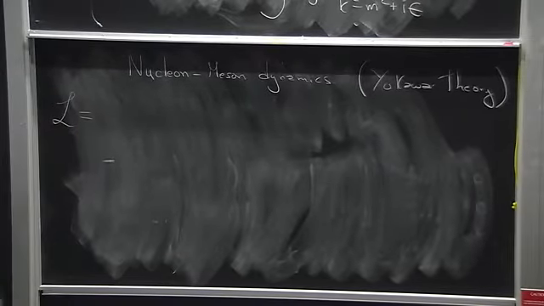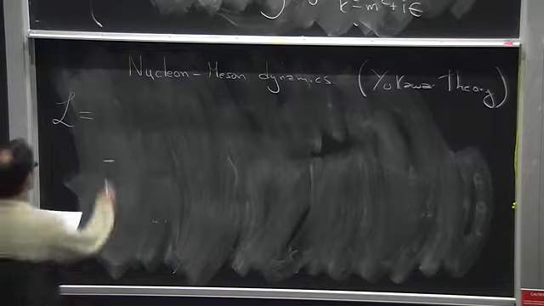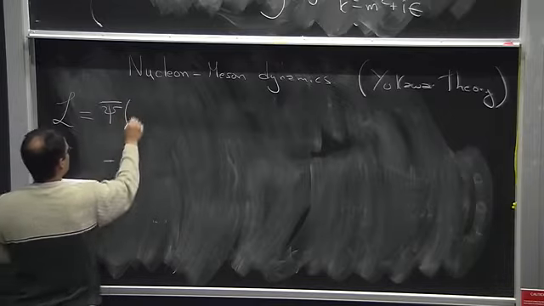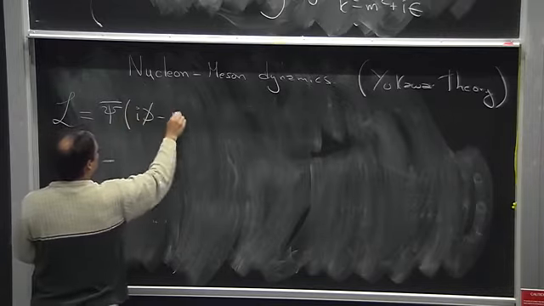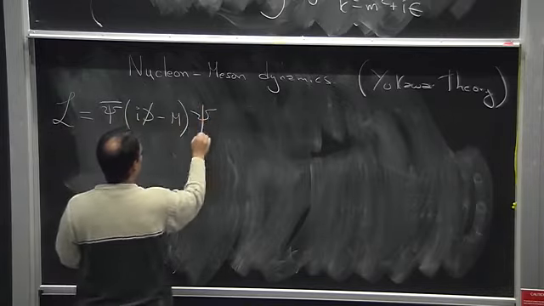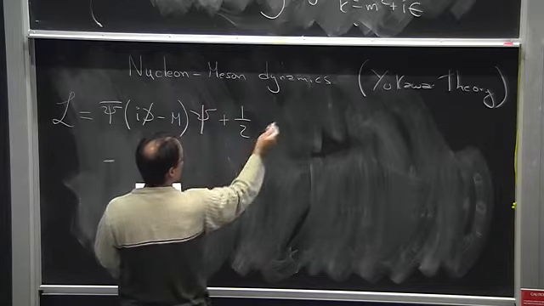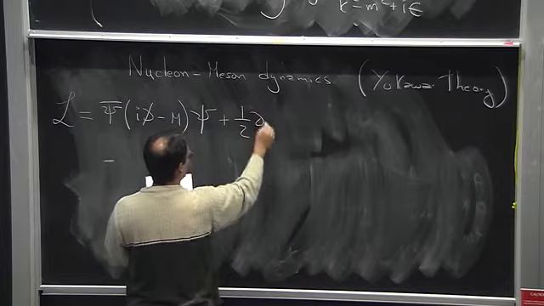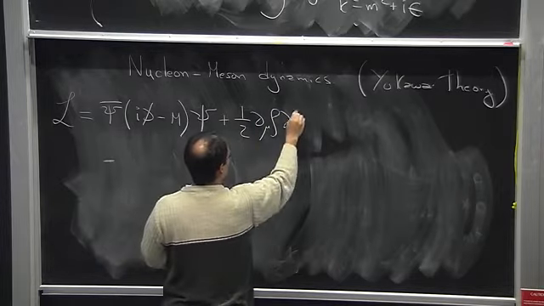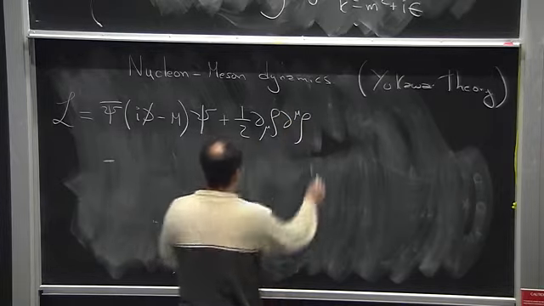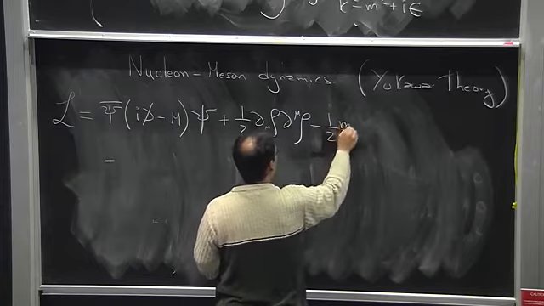And what's the Lagrangian? Well, we need a Dirac fermion to describe the nucleons and the antinucleons with some mass M. And we need a real scalar to describe our meson field, just as we had before, with some mass little m.